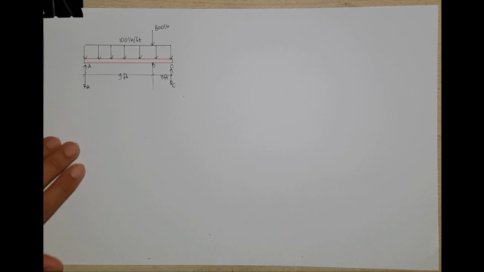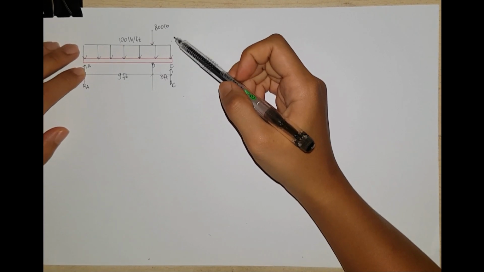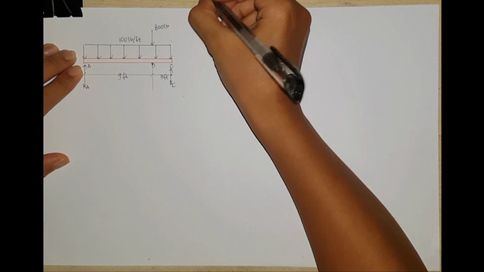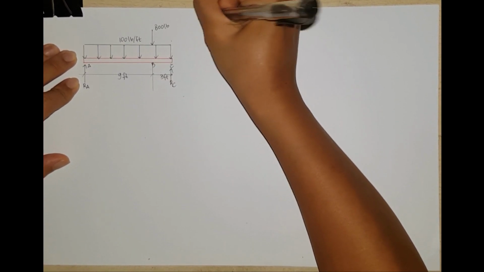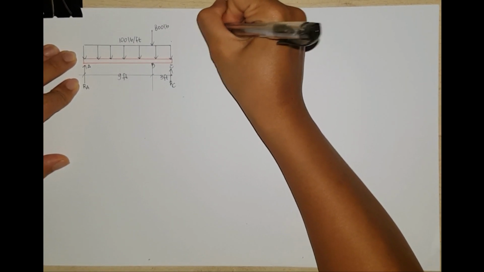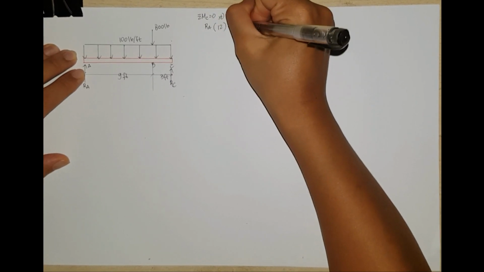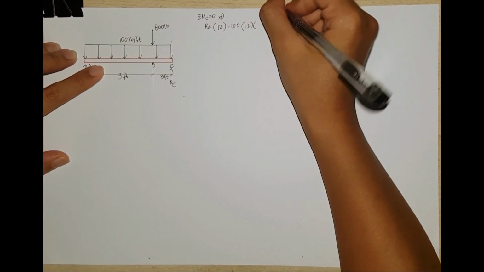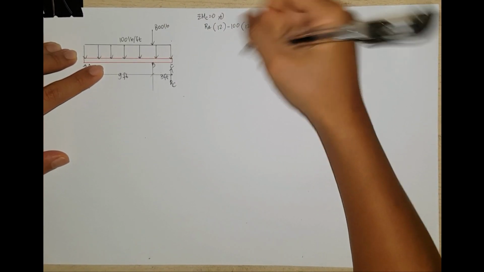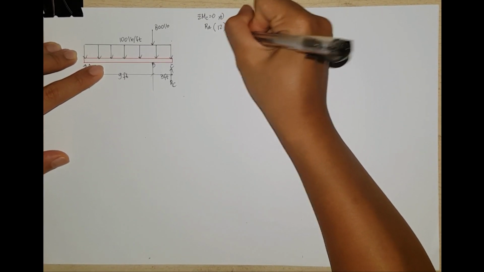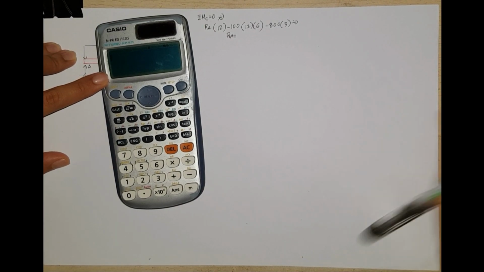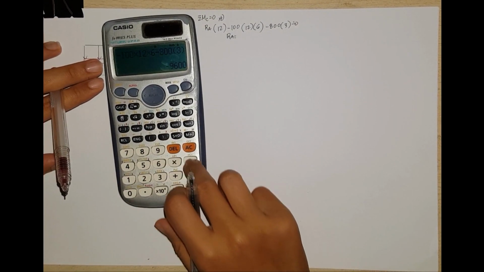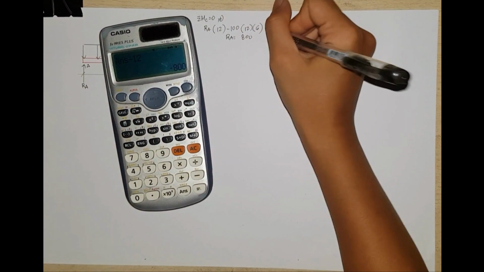So for our next example, we have here a simply supported beam that is loaded by a uniformly distributed load of 100 pounds per foot and a point load of 800 pounds. So first step, as usual, is to determine the reactions at A and the reaction at C. So by taking the summation of moment at C equal to 0, clockwise positive, we have reaction at A times 12 minus 100 times 12, the moment arm is taking the centroid, 12 divided by 2, so 6, and then minus 800 times 3 equal to 0. Therefore, the reaction at A is equal to 800 pounds.